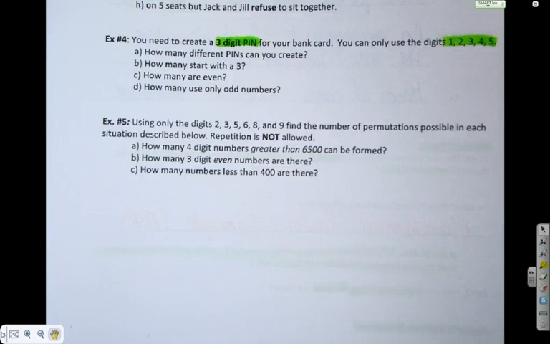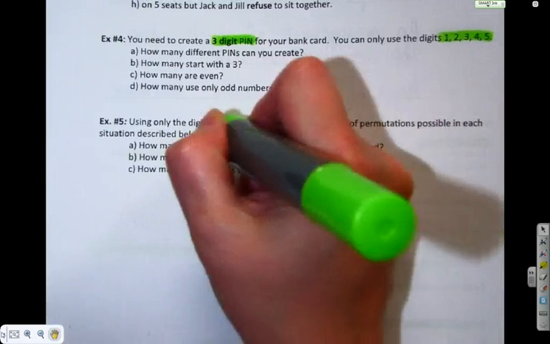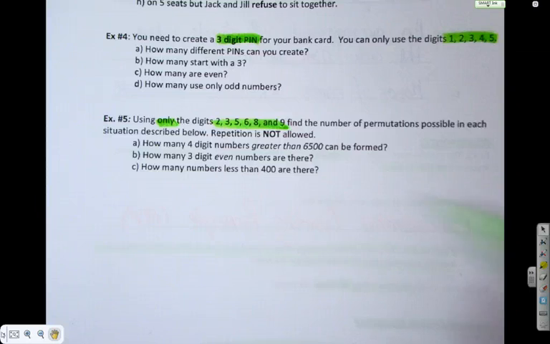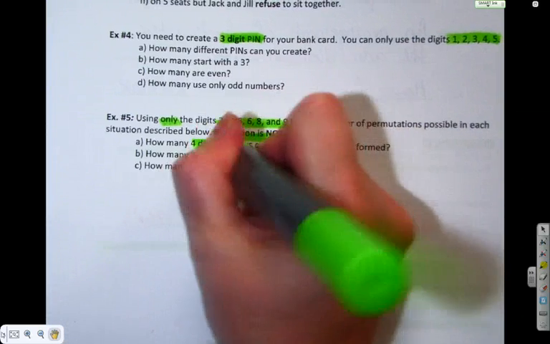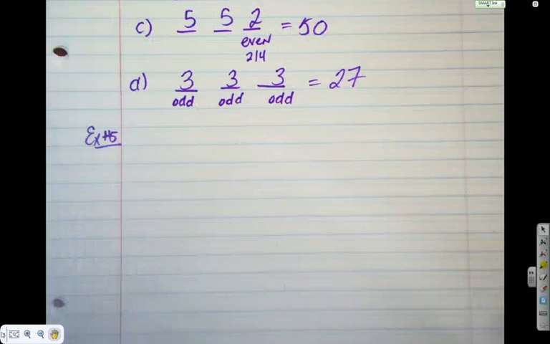So what's important here? Restrictions, repetition not allowed. Okay, so the last example we were allowed because the question didn't specify. This we're telling we're not. Part A. 4 digit greater than 6,500. Okay, so we're going to do a little bit of logic for A.